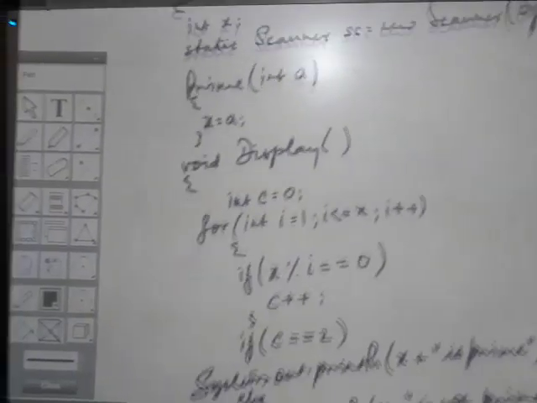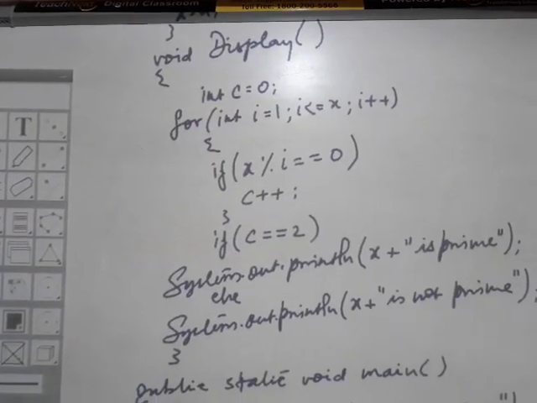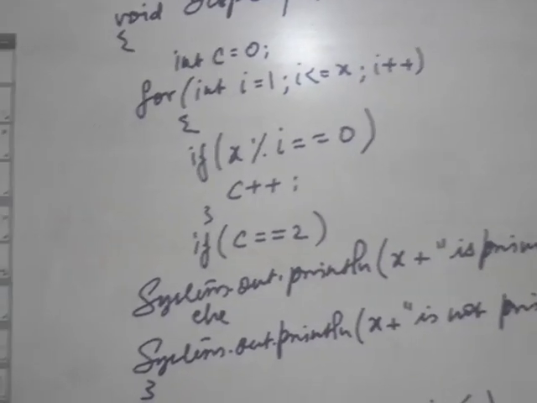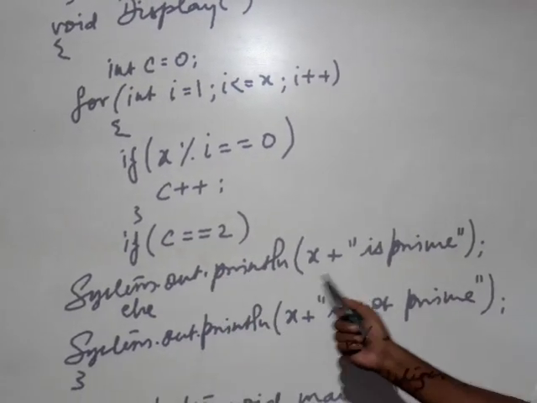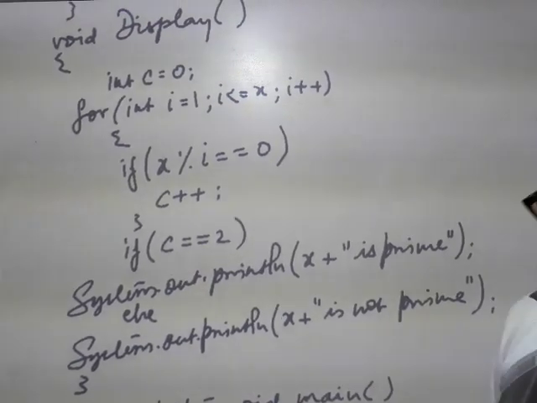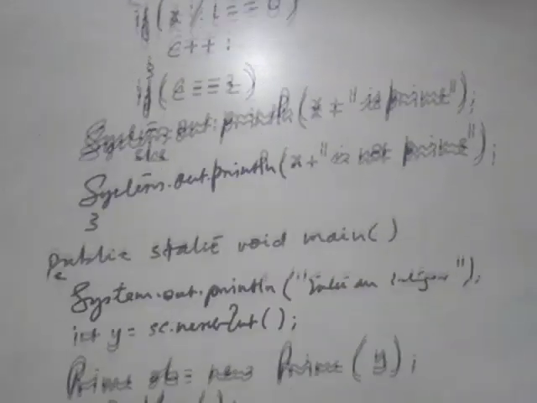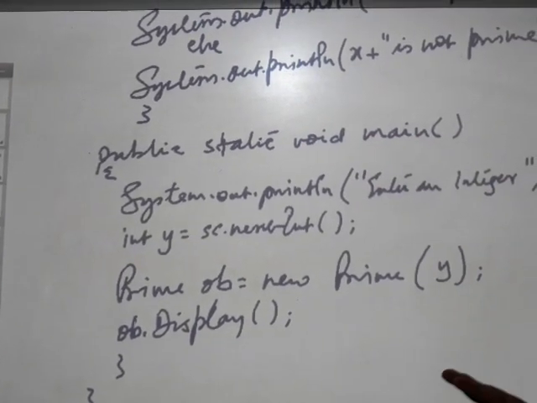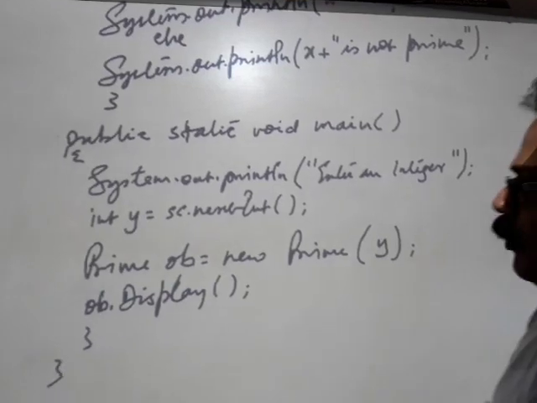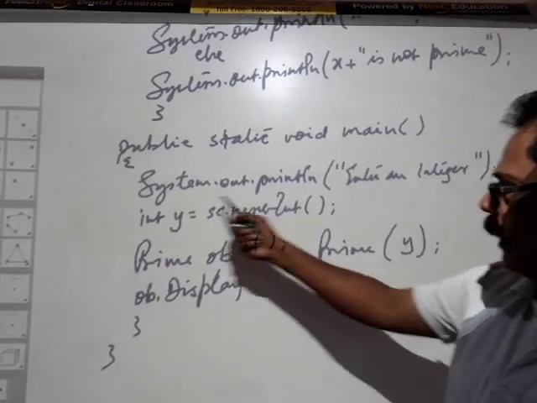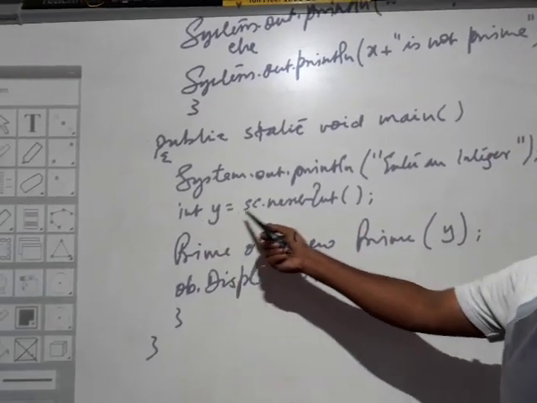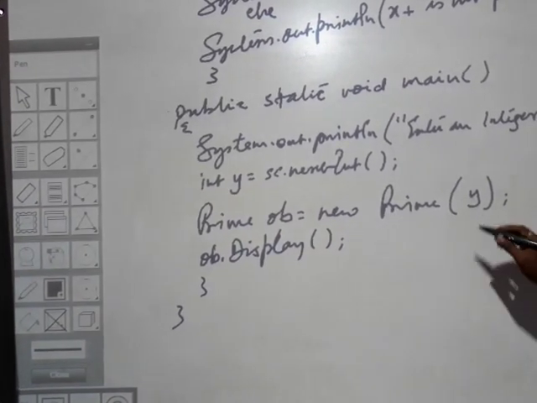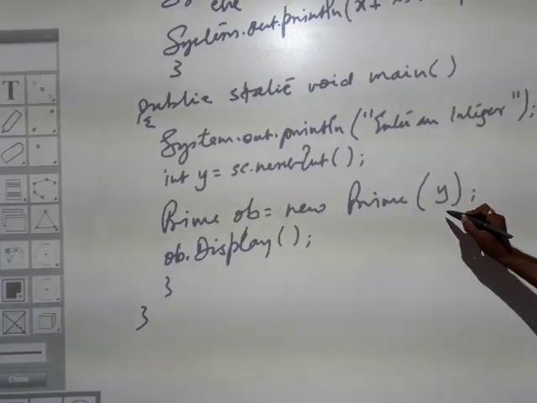So the process here is to check and print whether x is a prime number or not. The same program as we see, c is a counter, counting the number of factors. If it is 2, then it is a prime number, otherwise x is not a prime number. Here we go with the next, as I was mentioning about the implicit call. So here what happens, I have taken a variable, enter an integer, say int y = sc.nextInt(), and then Prime ob = new Prime(y), and this is what is called the implicit call.